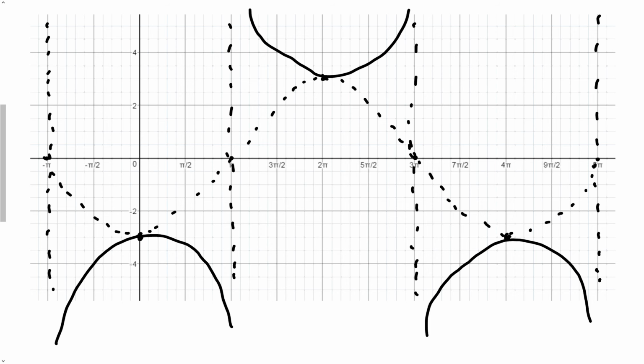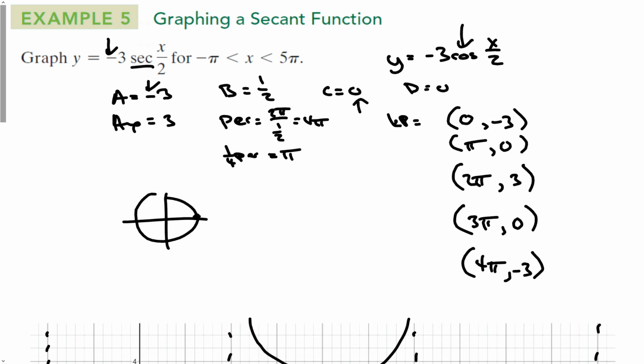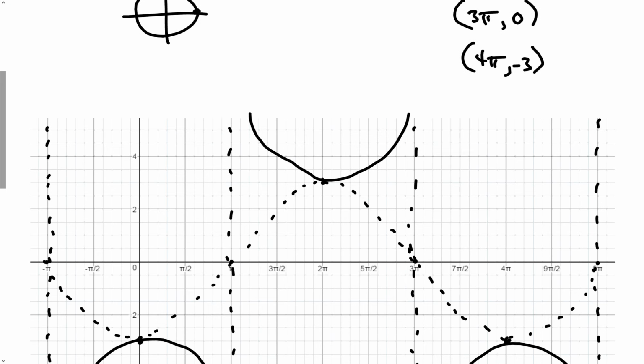And there's my function. These 3 black solid lines are my answer to the question, which said graph the secant. I used the cosine function as a guide to graph the secant part of the function.